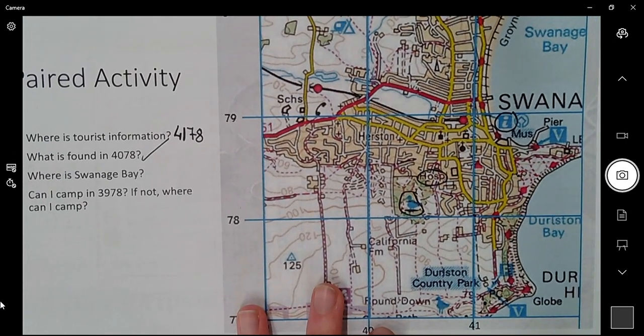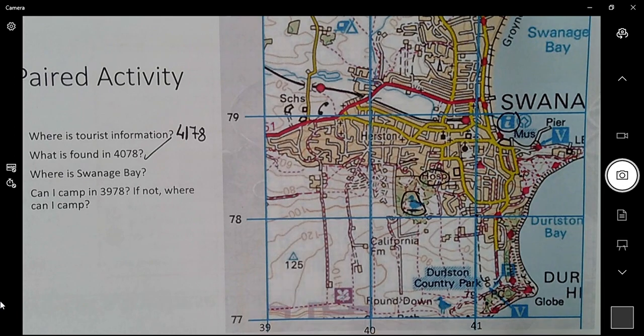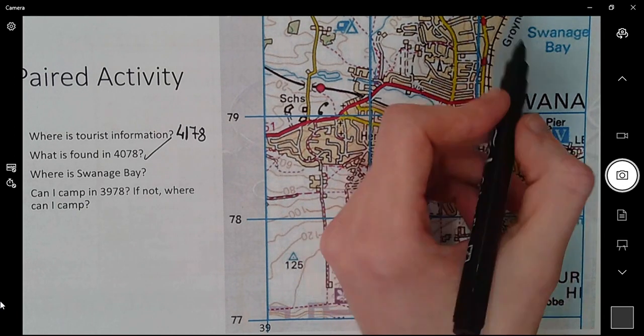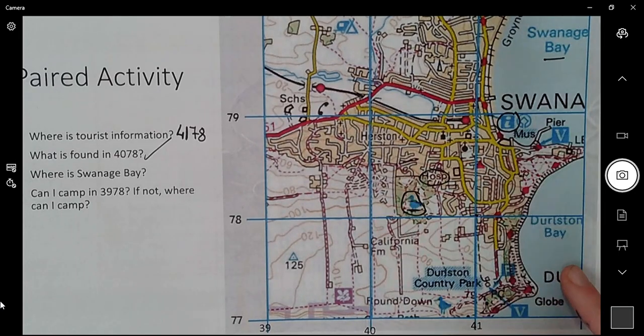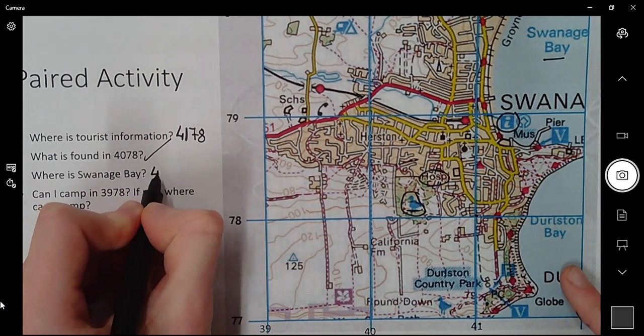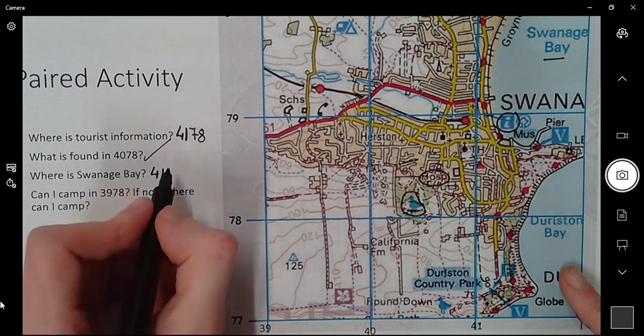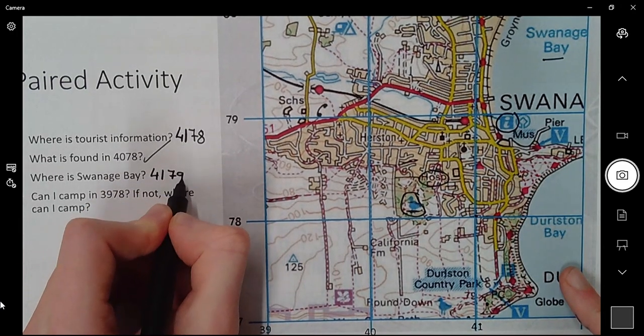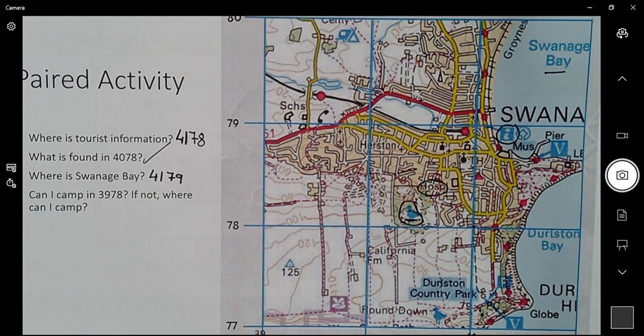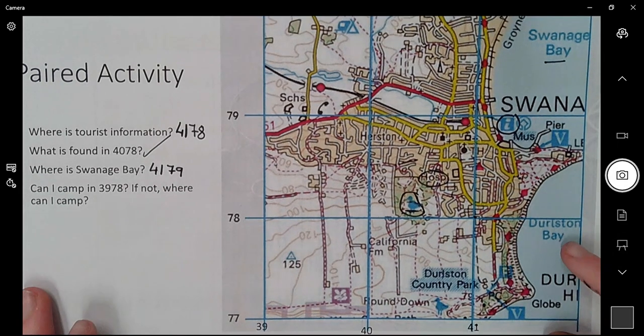Where is Swanage Bay? So you're going to have to look for Swanage Bay, see if you can find it. Yeah, you're right, it's up here, and we're going to do it together. So Swanage Bay is here, so I go across the hall to 41, so I know my easting is 41, and I go up the stairs, and it's in 79. So 41, 79.